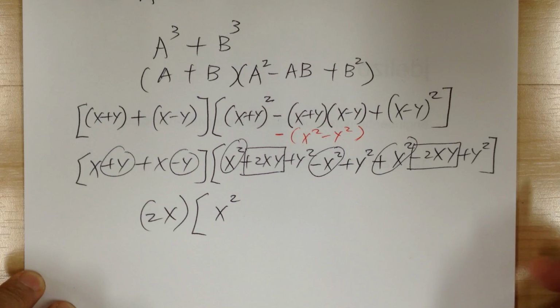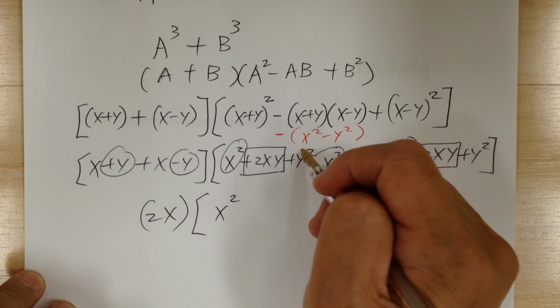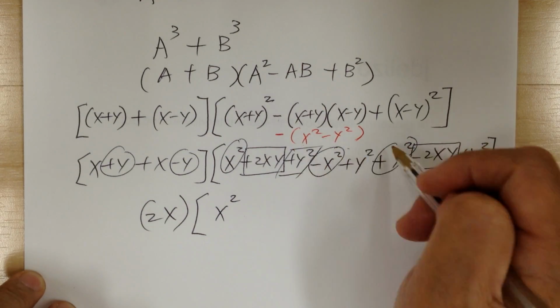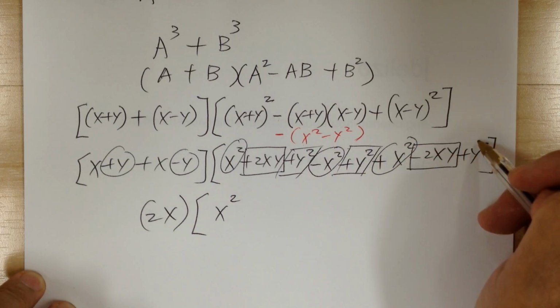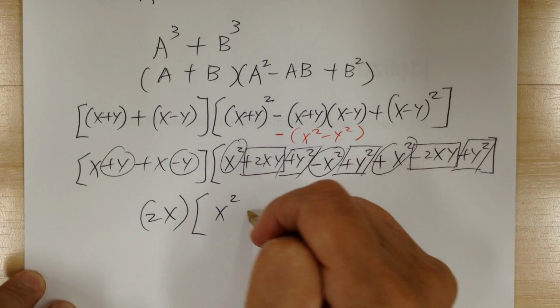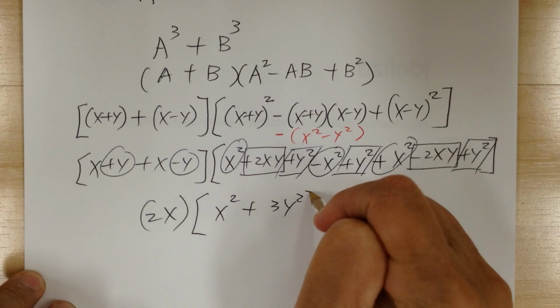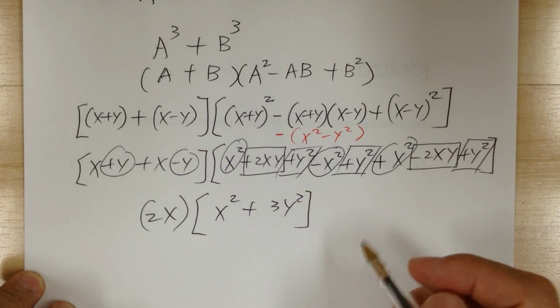Okay, so now let's go and do the y, the one with no x. So y squared. And notice I use different shapes, right? Okay, so this will be plus 3y squared. Okay, and that's it.